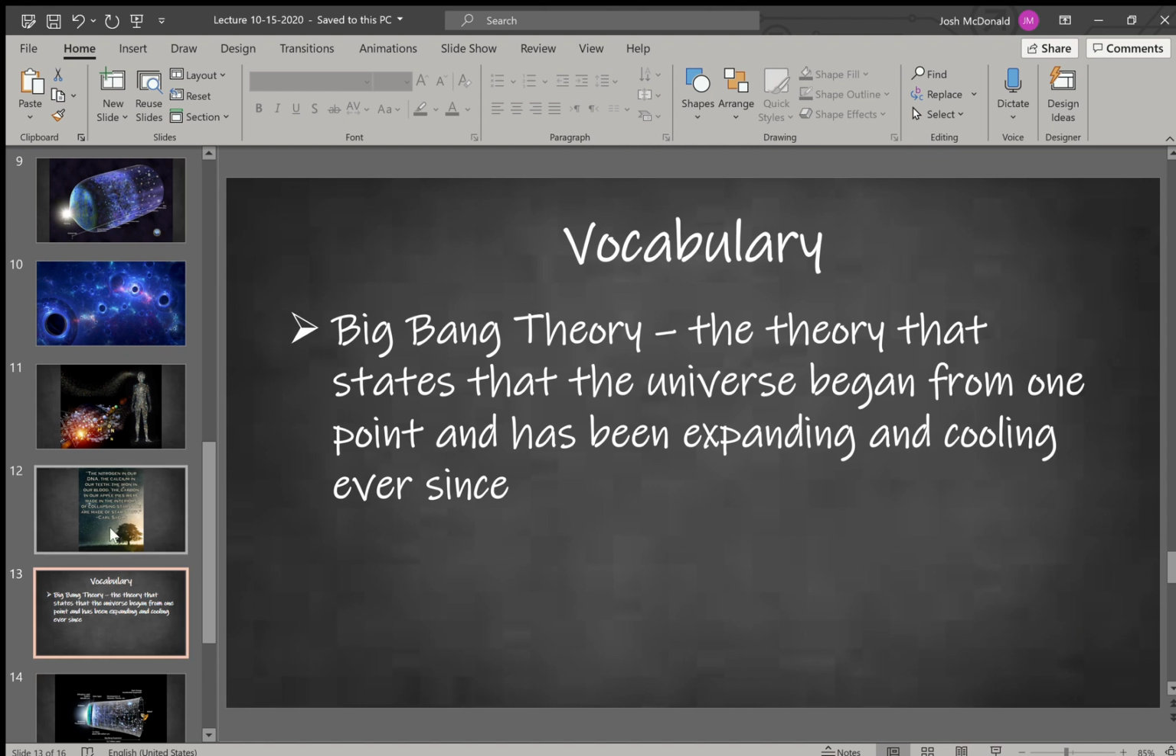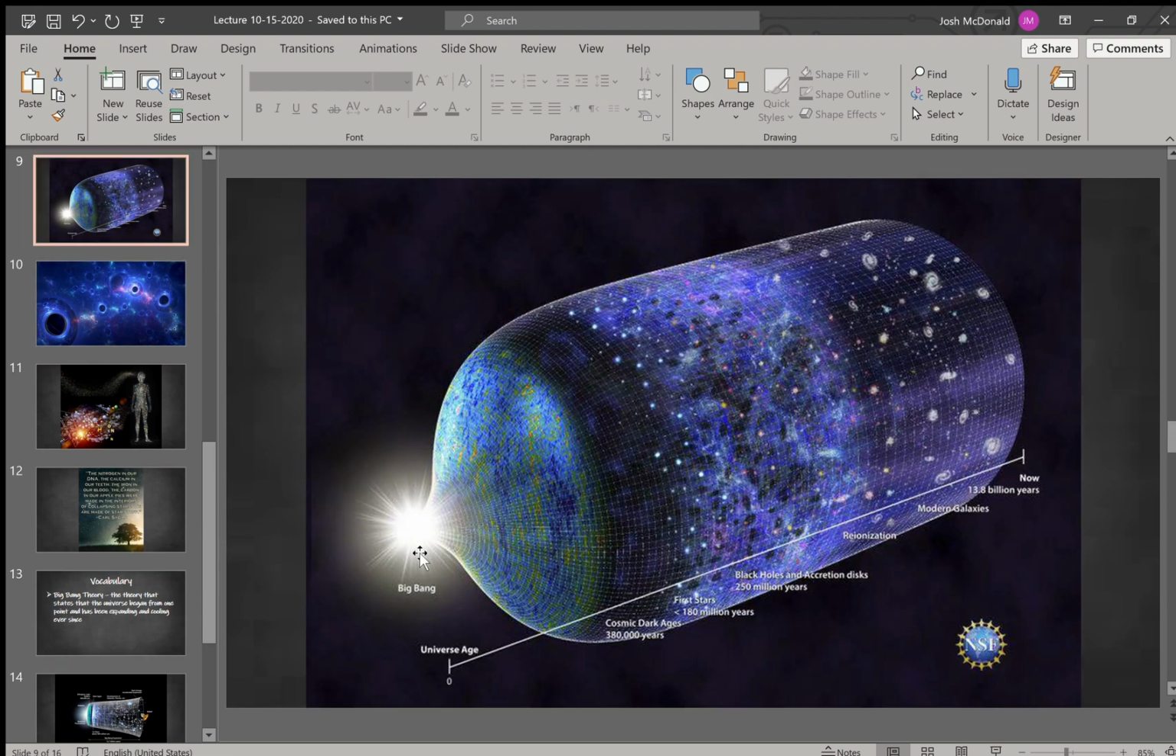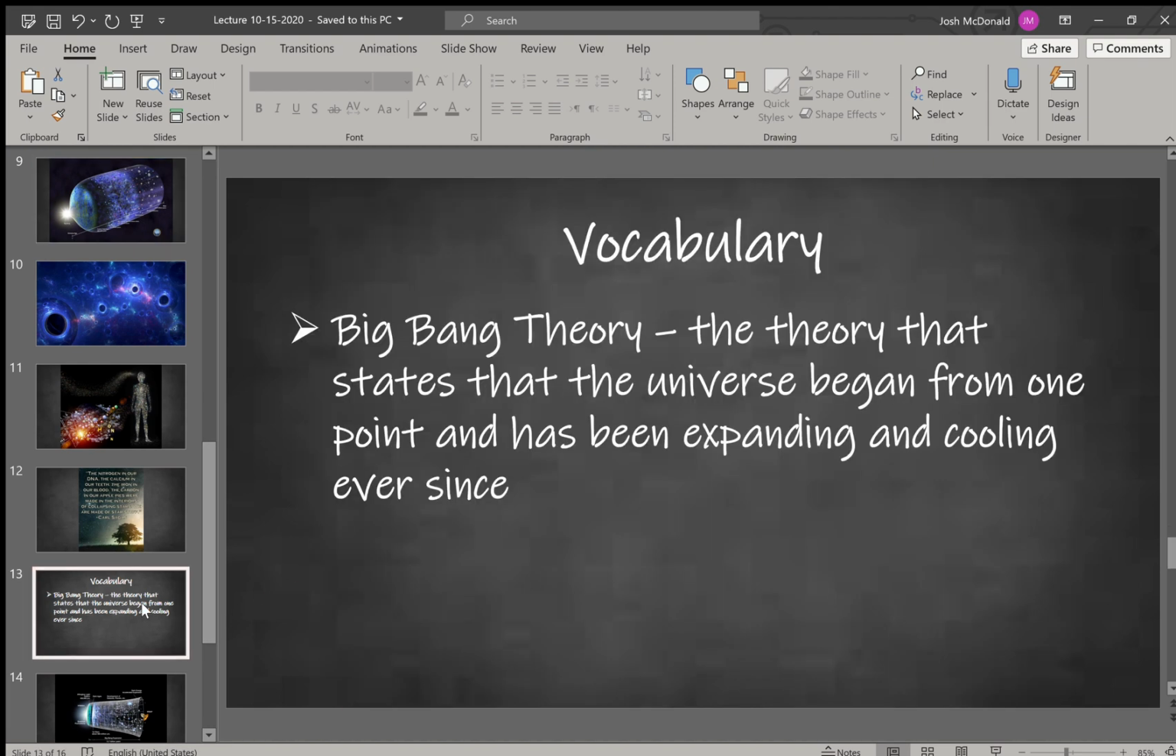I want to talk to you about the Big Bang Theory. Now, again, let's understand this is just a model that we have. No one was there 13.8 billion years ago to record this. But this is a model of the origins and the timeline of our universe. This is the theory that states that the universe began from one point, keep that in mind, one point, and has been expanding and cooling ever since.